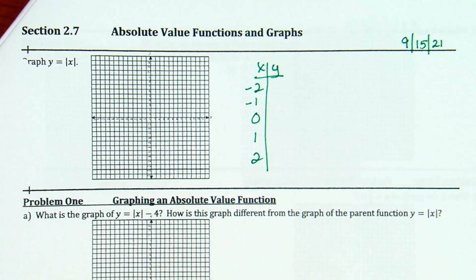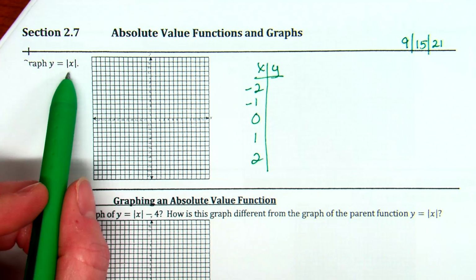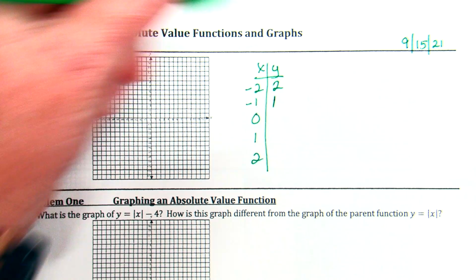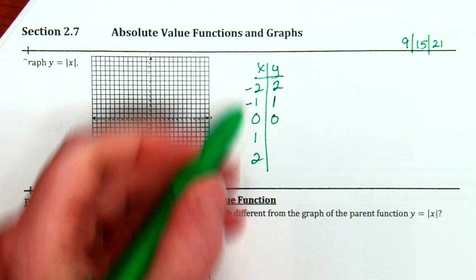Now, our equation we're graphing is y equals absolute value of x. If I put negative 2 in for x, what is the absolute value of negative 2? 2. Because what do absolute value bars do to a number? Take away negatives, okay? Remember, absolute value by definition is distance from 0. Well, negative 2 is 2 away from 0. What is the absolute value of negative 1? 1. Absolute value of 0? 0. Absolute value of positive 1?